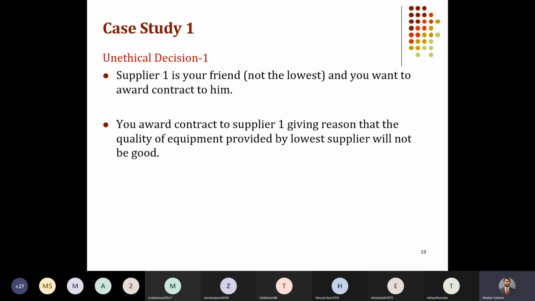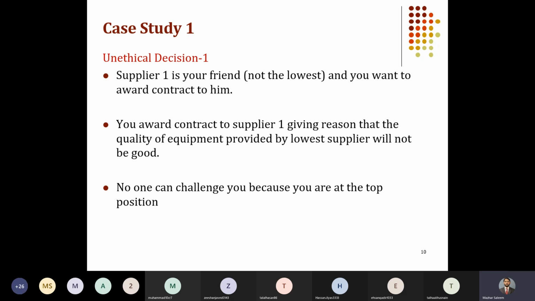You might say that you award the contract to supplier number one, and you give the reason that the quality of equipment provided by supplier number two is not good. In reality, we are assuming that the quality of the material or the equipment provided by all the suppliers meets the standards. But just to make an excuse, you say that the quality of material provided by supplier number two, who is the lowest bidder, is not good. And you make that excuse and then you award the contract to supplier number one, who is your friend. So this is an unethical decision.